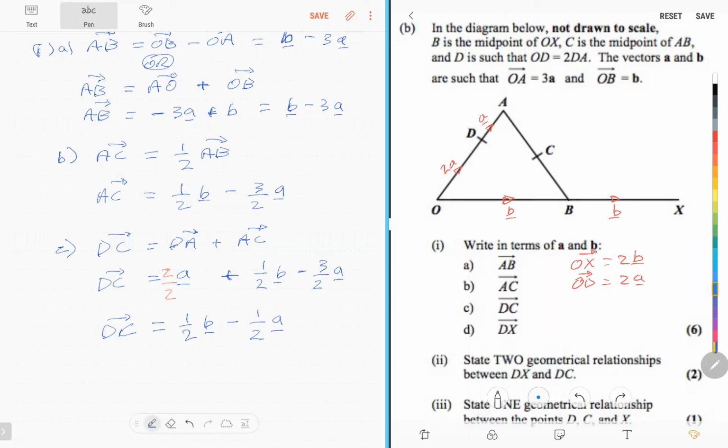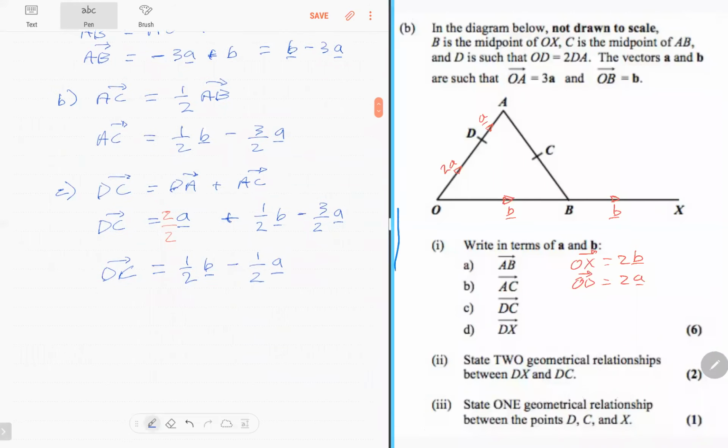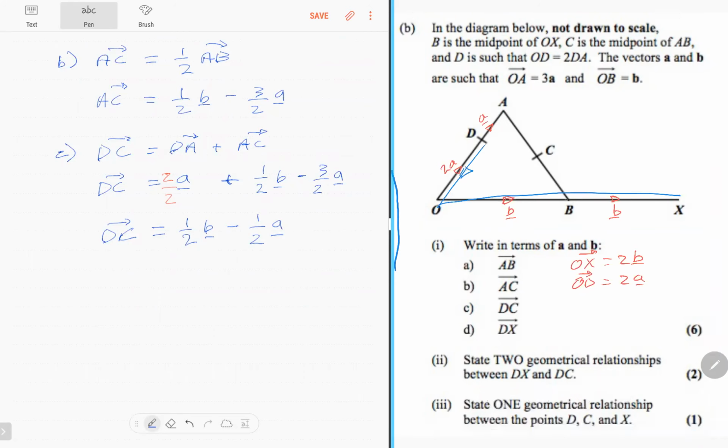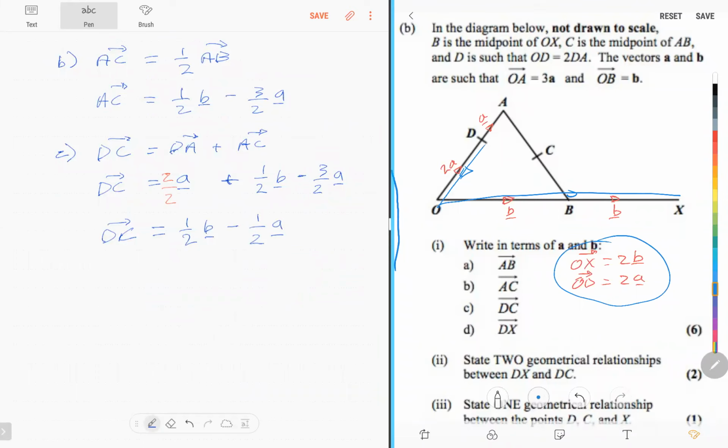The next part now wants DX. Look at the diagram again. I want to go from D to X. We can go D to O and then go from O straight across to X. So you come down here and go straight across here. That's the easy way to do it. Or we can use these two vectors, since we know them. Anyway you look at it, you're going to get the same result. There is a calculation, and I use a diagram.